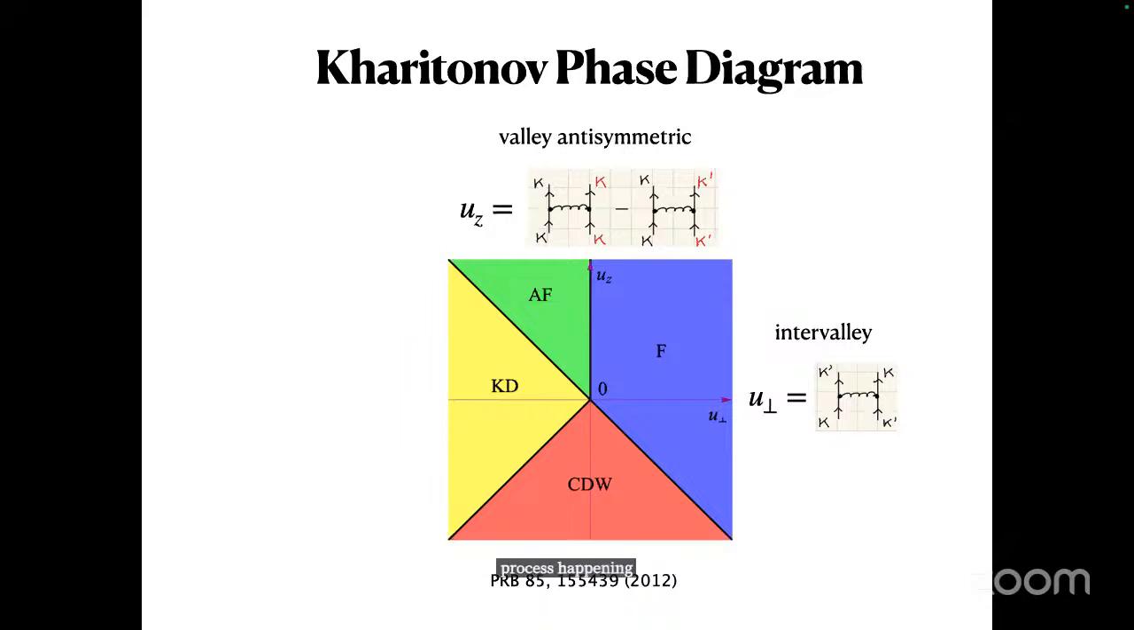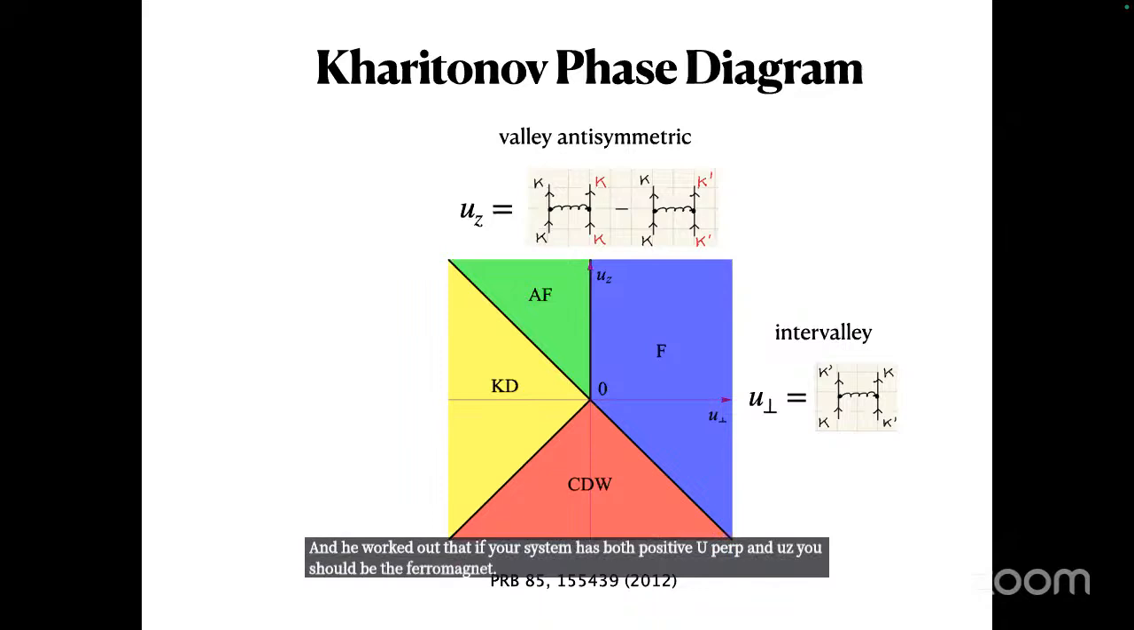Okay. The y-axis is U_z. It's basically the valley antisymmetric channel. You take the scattering amplitude where they remain in the same valley, and subtract the amplitude where K goes to K prime. Okay. So this is the two-dimensional parameter space, and he worked out that if your system has both positive U-perp and U_z, you should be at a ferromagnet.